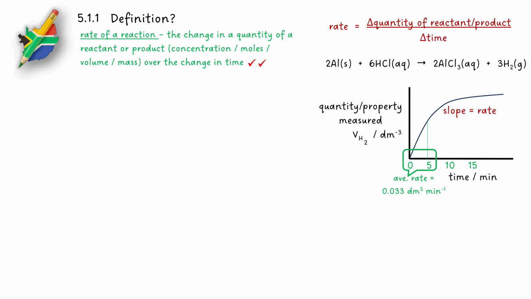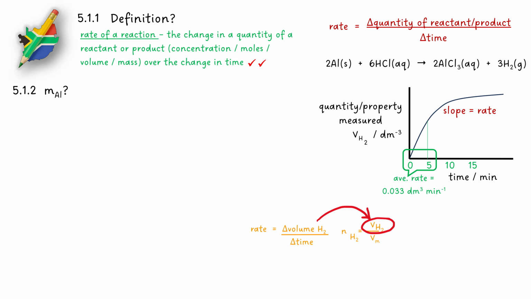We are told that the average rate for the first 5 minutes is 0.033 decimeters cubed per minute. And we need to determine the mass of aluminium left at 5 minutes. How can we do this? Well, since we know the rate and the corresponding time period, we can calculate the volume of hydrogen gas produced, which is handy as there are no values for the volume of hydrogen on the y-axis of the graph.